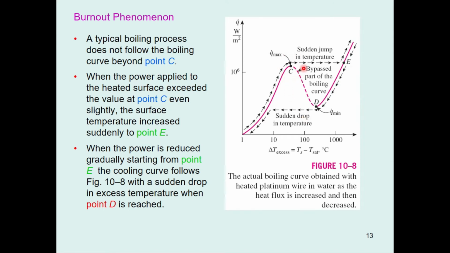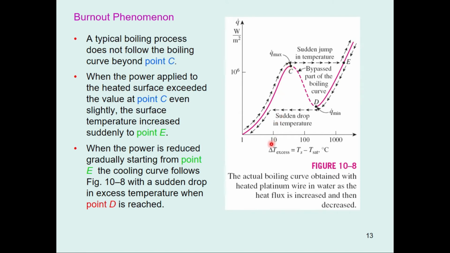So let us take an example of water. If you are boiling the water, it will follow the boiling curve until it reaches point C. So this is the most important point that we have to see, at which value the Q maximum will occur. The heating surface or the heating element that we have immersed in the liquid for the boiling purpose is actually heated by applying electrical power. So when we apply the power to the heated surface, what will happen is there is the bypass of the curve, right?